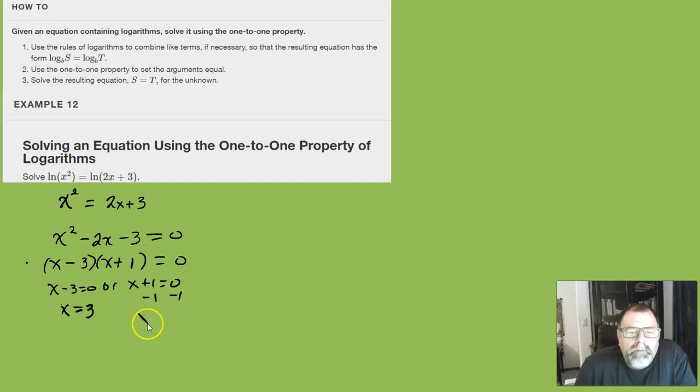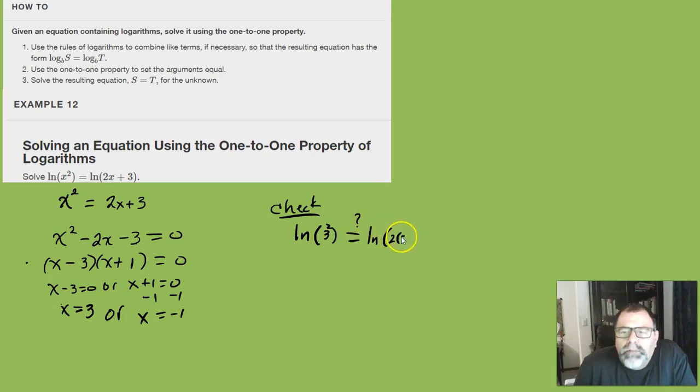Subtract 1, so x equals -1. Now we're going to check for any extraneous solutions, make sure these are in fact the solutions. So ln of 3 squared, does that equal ln of 2 times 2 plus 3? So we get ln of 9. Does that equal ln of 4? Oh, it was 2 times 3, sorry.